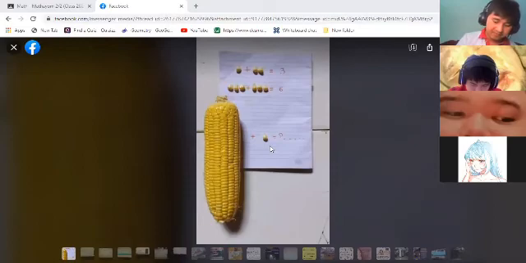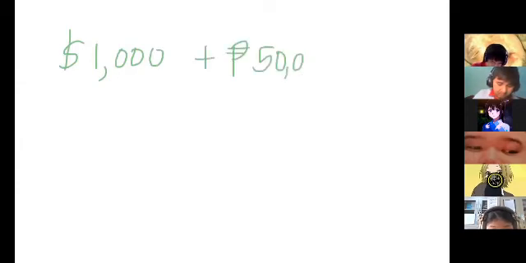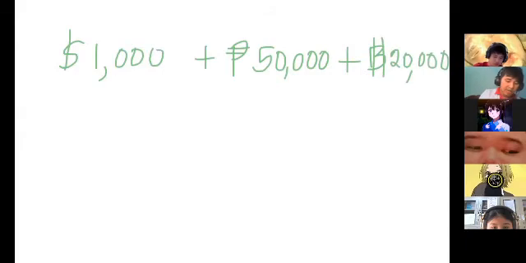So let's say I have $1,000. Oh, Teacher J is rich. And then I also have 50,000 pesos, Philippine pesos. And then I have 20,000 baht. How do you write baht? Thai baht, like this. How much money do I have in total?